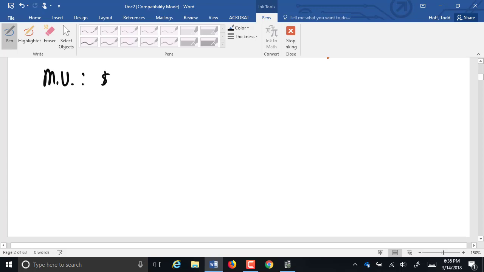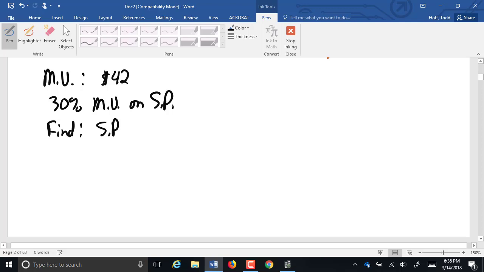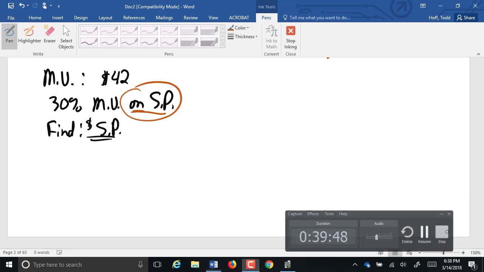Let's say that our markup is $42. We have a 30% markup on selling price. Find the dollar selling price. I'll give you a couple minutes to try that.